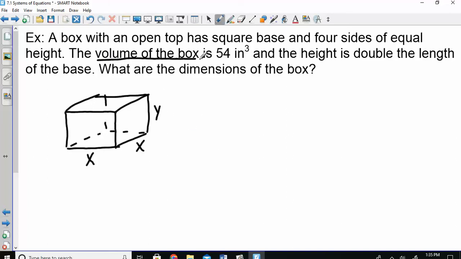The volume of the box is 54 cubic inches. How do you find volume? Length times width times height. So x times x would be x squared y equals 54. The height, so that's my y, is equal to double the length of the base.